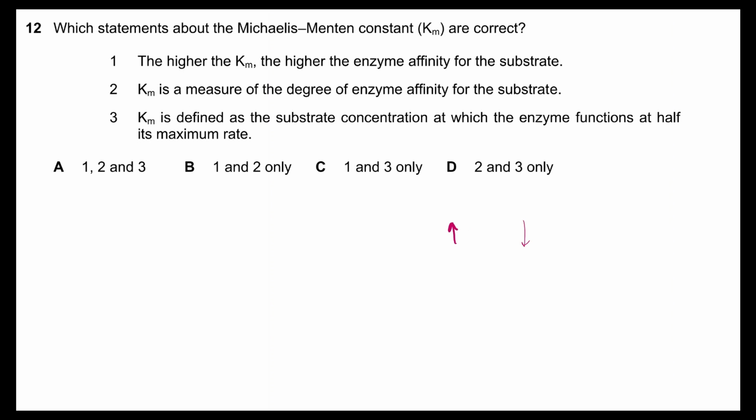1, the higher the Km, the higher the enzyme efficiency. We said that this is incorrect. 2, the Michaelis-Menten constant is a measure of the degree of enzyme affinity. This is correct. Thirdly, it is defined as the substrate concentration at which the enzyme functions at half its Vmax or maximum rate. That's also correct. Therefore, the answer is going to be 2 and 3, which is D.